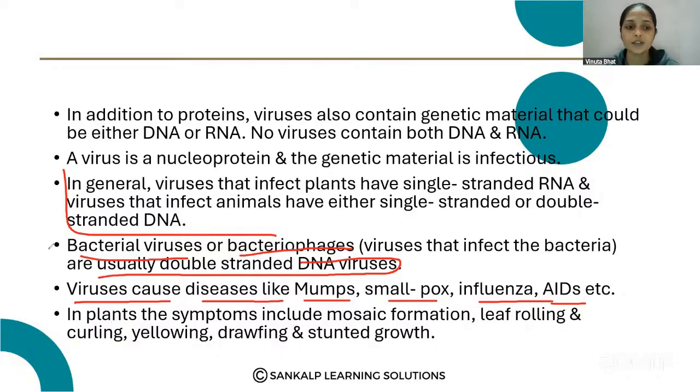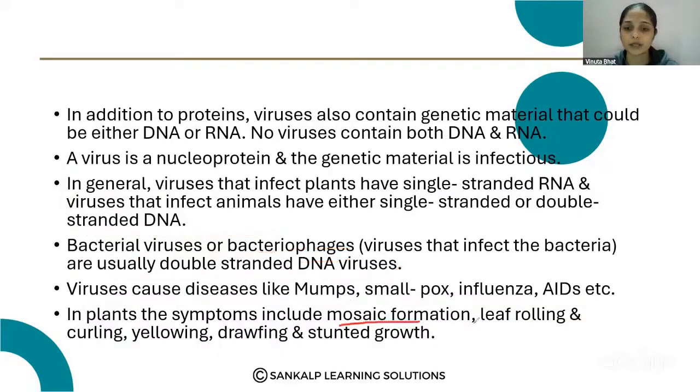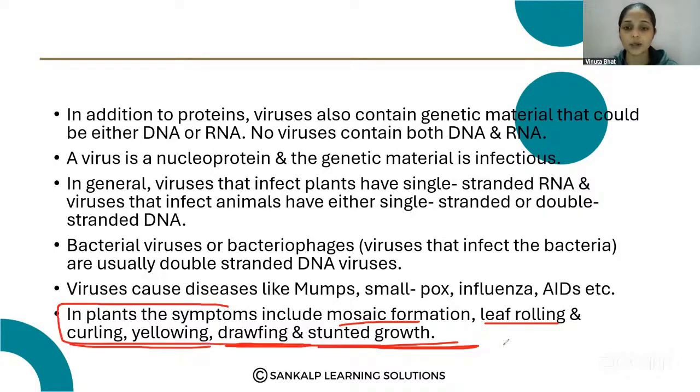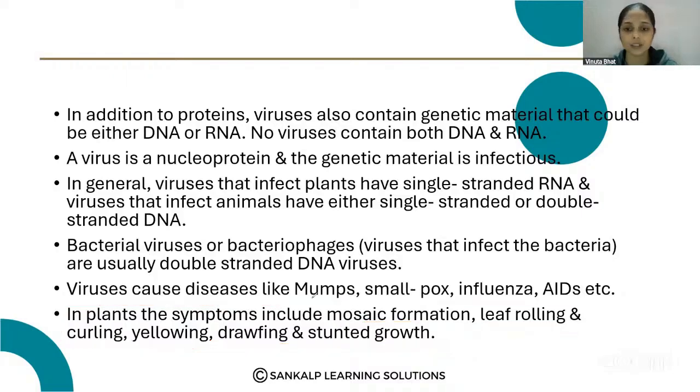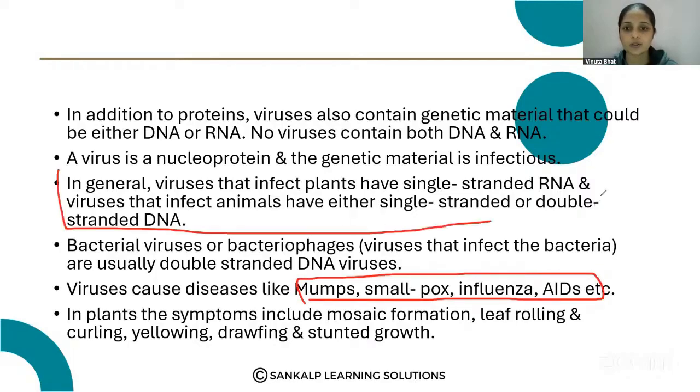In plants, you can observe symptoms like mosaic formation, leaf rolling and curling, yellowing, dwarfing and stunted growth. So in plants you can observe all these things in case of virus infection. These are all viral diseases, and this is also an important point.